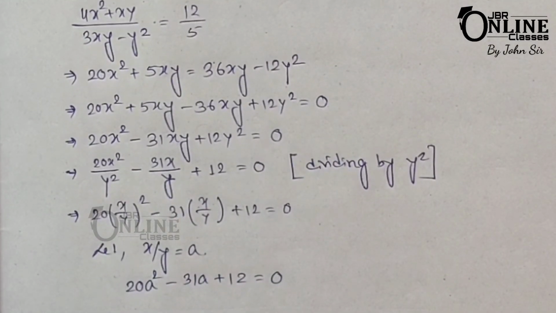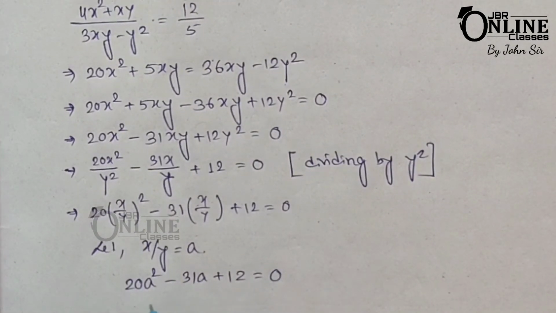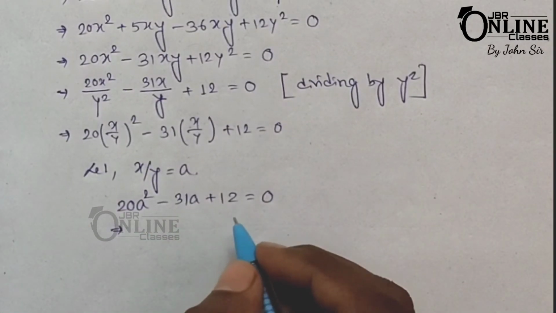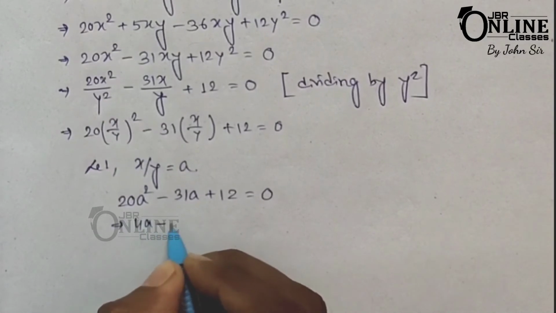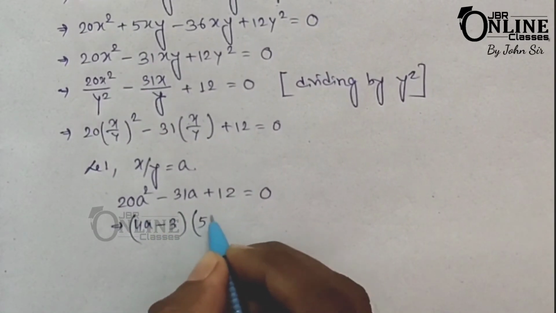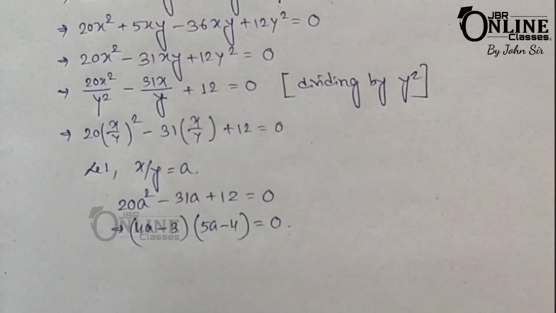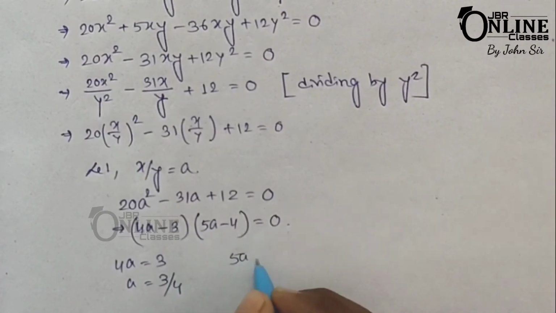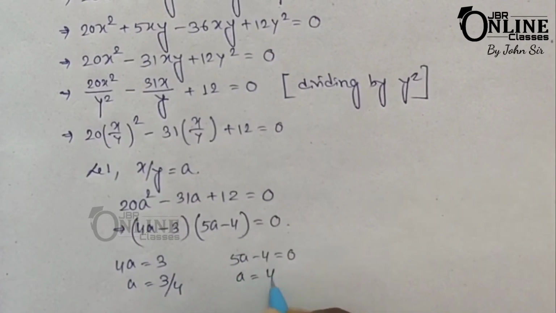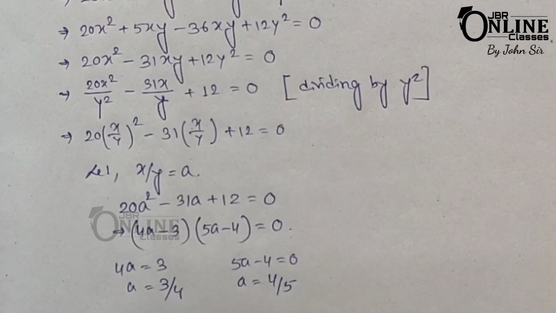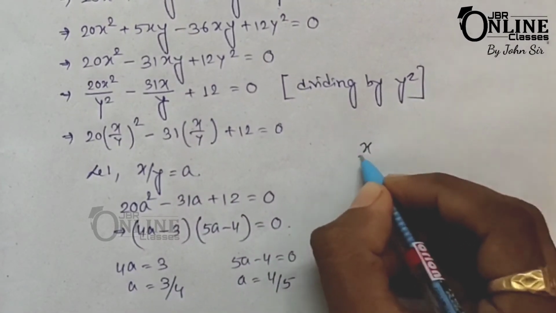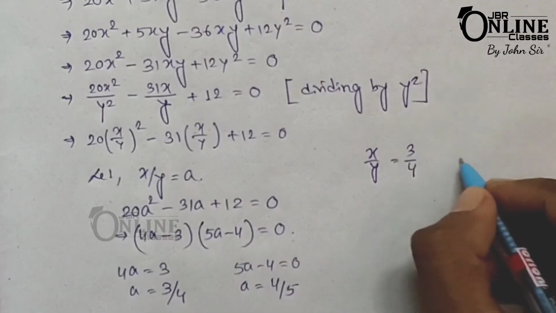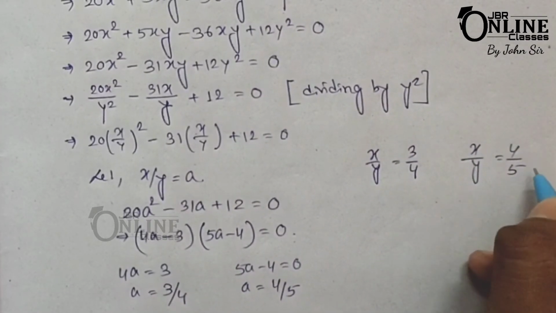Now you can simply use the middle term split on this equation, and after factorization you will get (4a minus 3) into (5a minus 4) equals 0. That means 4a equals 3, so a equals 3 by 4, and 5a minus 4 equals 0, so a equals 4 by 5. Okay, so first, as a equals 3 by 4, that means x by y equals 3 by 4, and as a equals 4 by 5, that means x by y also equals 4 by 5.